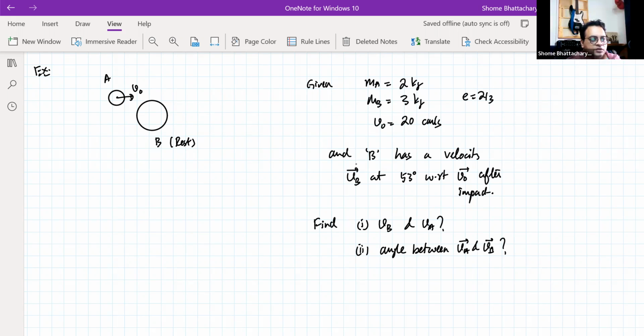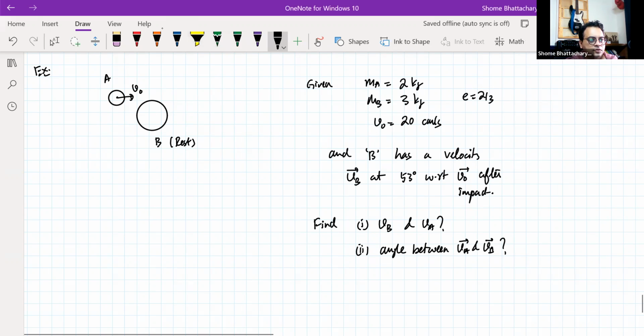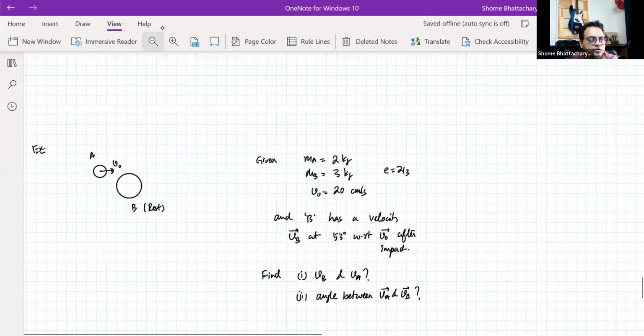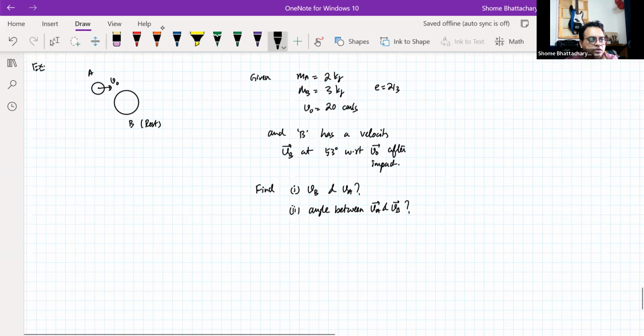Okay, so anybody got the values of VB and VA? VA will be a little complicated, but VB will be quite simple actually. Okay, so just continue with the working. I'm just making the diagrams in the meantime.